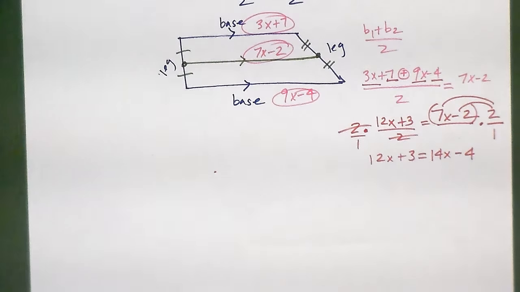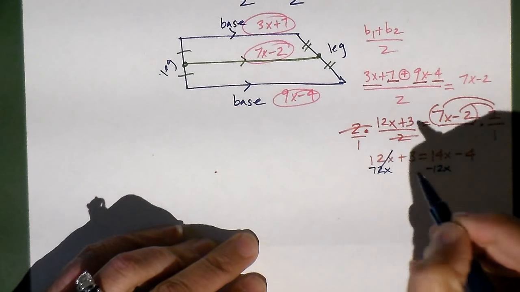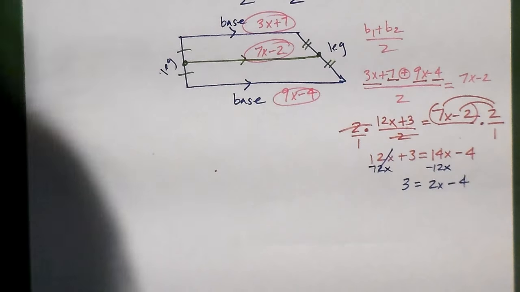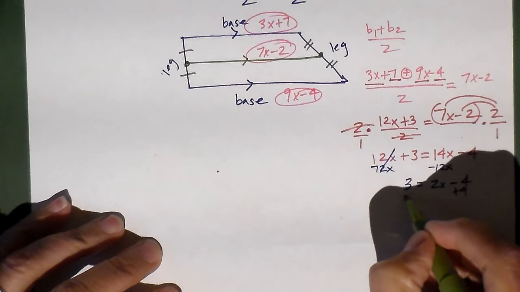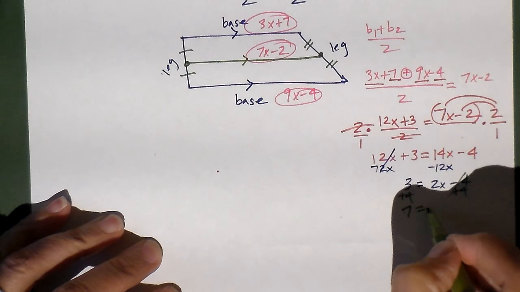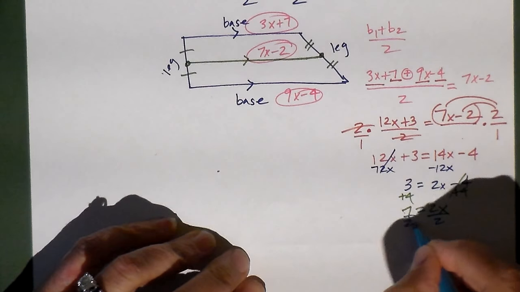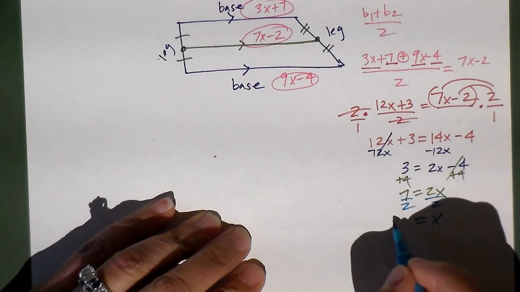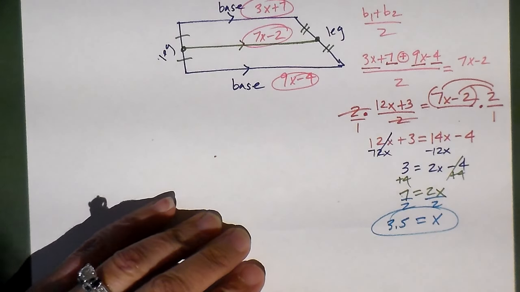So now I'm going to combine. I'm going to move the 12x. So 3 equals 2x minus 4. Then I'm going to move the 4, so plus 4 plus 4. So 7 equals 2x. And then my last step is going to be my division, divided by 2, divided by 2. So 7 halves. x is going to equal 3.5. 3.5 is what x is equal to.